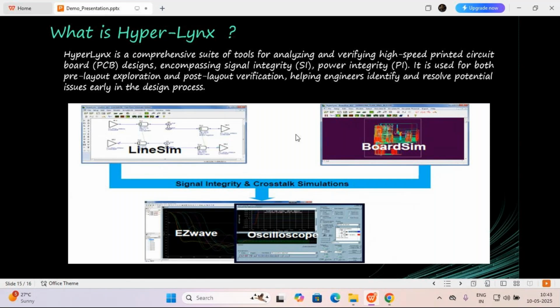The UI is designed in such a way that it can help you to understand better, and you can explore more signal integrity concepts more freely rather than getting stuck in the UI.